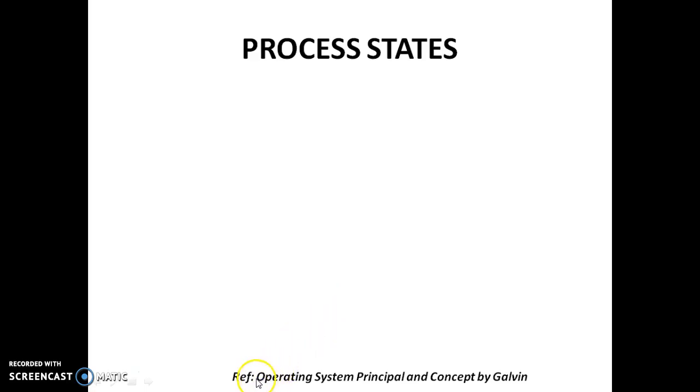We have referred to the process state diagram from Operating System Concepts by Galvin. First of all, a process has a new state where the process control block is created for every process, and each process control block contains various information such as process ID, process state, process size, process resource requirement, and process time for execution. Once the process control block is created, the process gets admitted into the ready state.